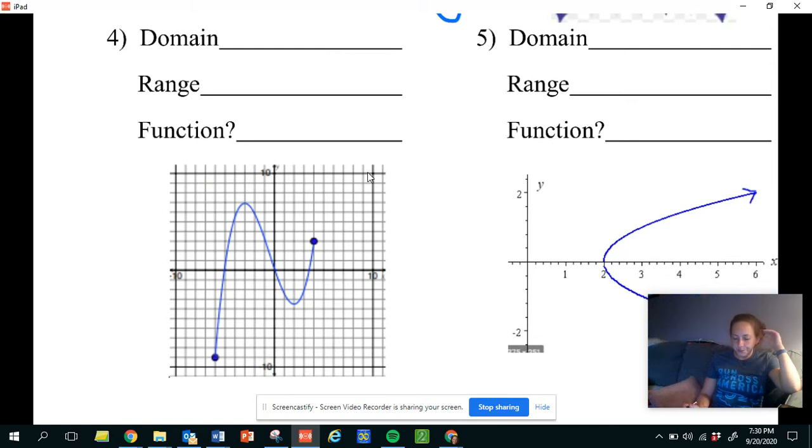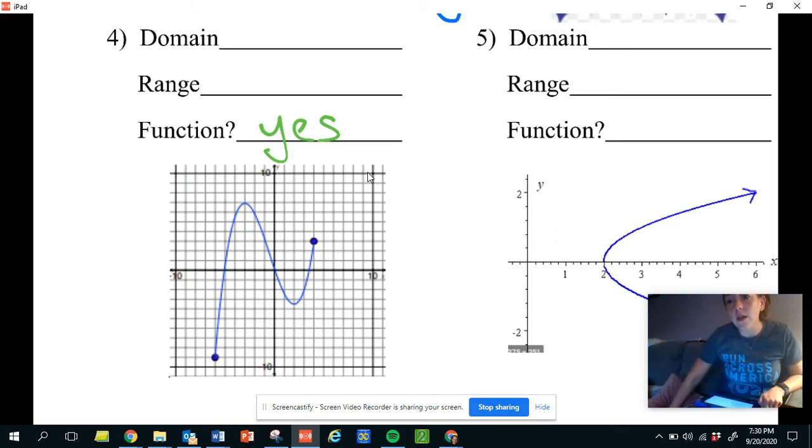For this one, vertical line test still applies. No matter where I draw a vertical line, it only ever touches one point. So yes, it is a function.